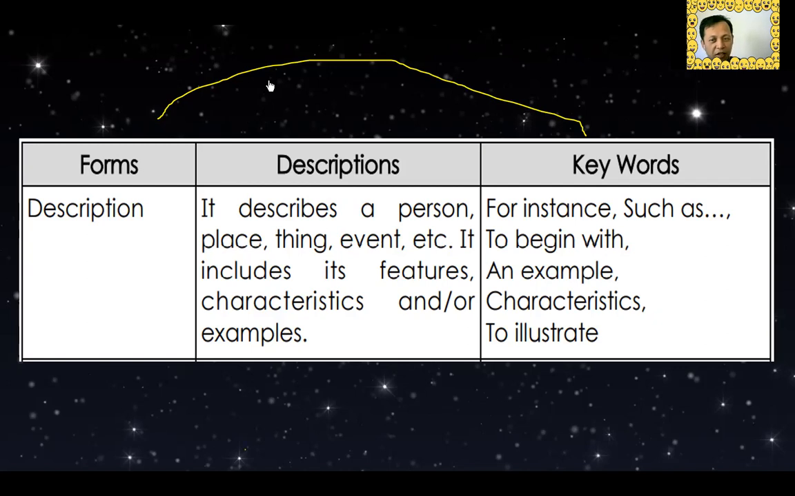An example could be used like this: we could see Sarah Geronimo as an example. Characteristics: the characteristics of Sarah Geronimo as a good singer are the following. She has a nice range of voice, nice timbre, and she can use many techniques in singing. To illustrate means to describe. So, to illustrate her talent, we could say that she is the pop princess of the Philippines, something like that. Okay.